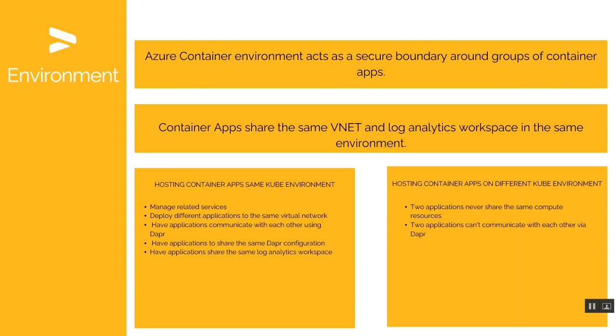Consider that you don't want to allow your application to connect to another application. In that case, you can deploy it in another Kube environment. So application A and application B, that is container A and container B, can't communicate because they're in 2 different Kube environments. As far as I know, we can create only 2 Kube environments in a subscription, but I'm not 100% sure. We can check that one.